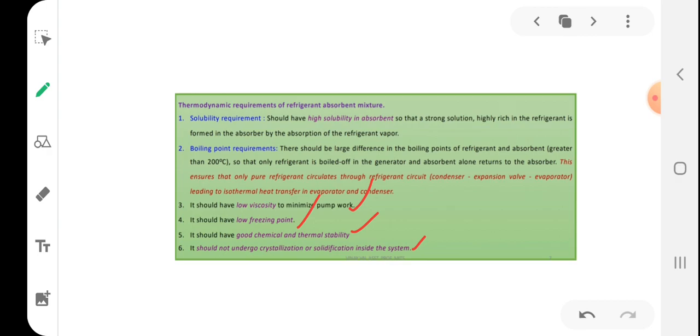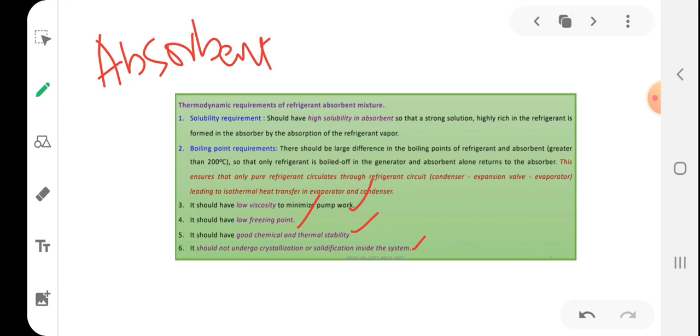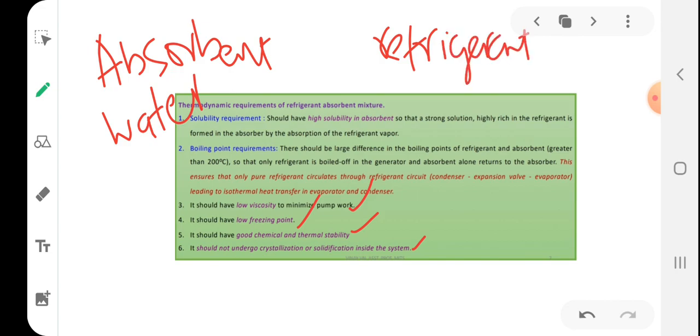So the case we have studied has water as the absorbent, and the refrigerant or absorbate is ammonia. That is the difference.